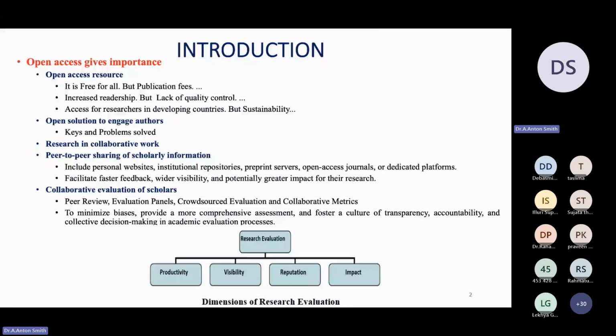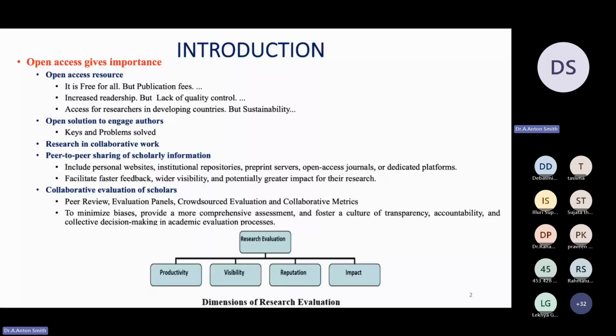The next one is peer-to-peer sharing of scholarly information. This includes websites, institutional repositories, preprint services, open access journals, or dedicated platforms, where a person can directly share the article or the work environment, the nature, the requirements, all the things, personally. So the one-to-one interaction improves and the updating of the particular research work can be done better. The next one is collaborative evaluation.